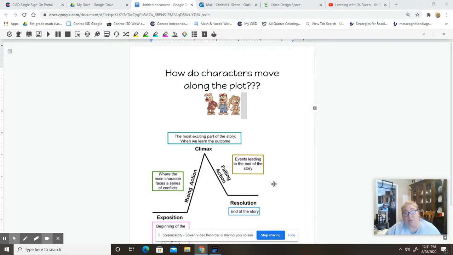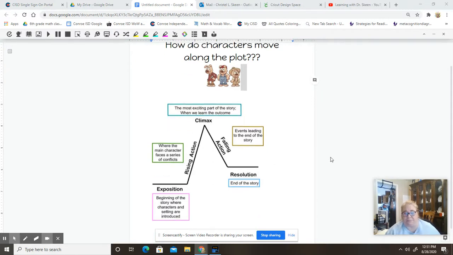So, I know that you guys have been doing some work with plot and you've been doing some work with characters. And so, today we're going to put those two things together and talk about how the characters actually move along the plot. So, I pulled up, to start, a typical plot mountain here and the different parts of it.